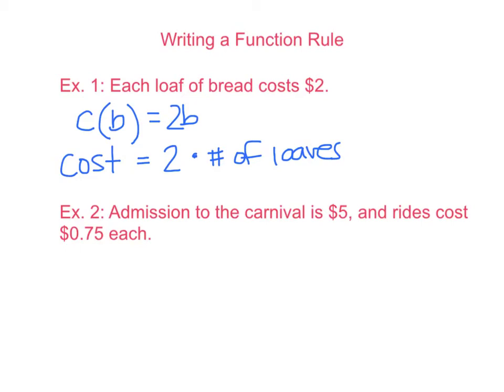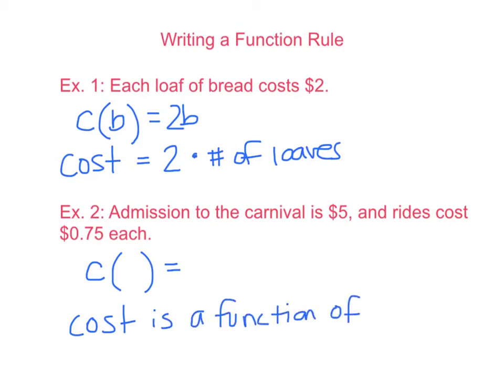So let's do the next one. Admission to the carnival is $5 and rides cost 75 cents each. All right, so the cost of the carnival. So the cost of the carnival, let's say C of what? It's a function of what? The cost of going to the carnival is a function of the number of rides you enjoy. So C of, we could say C of R.